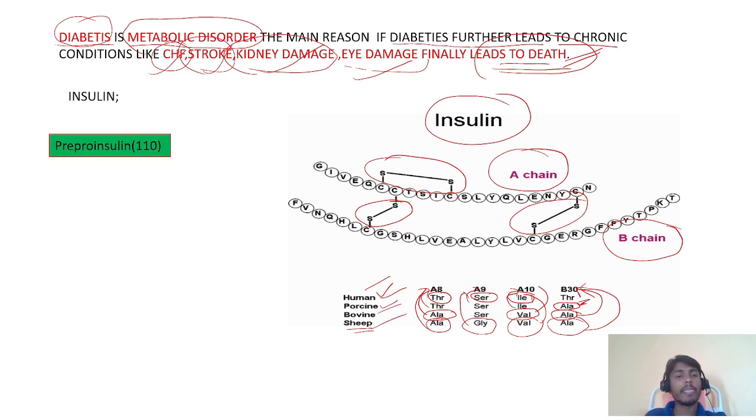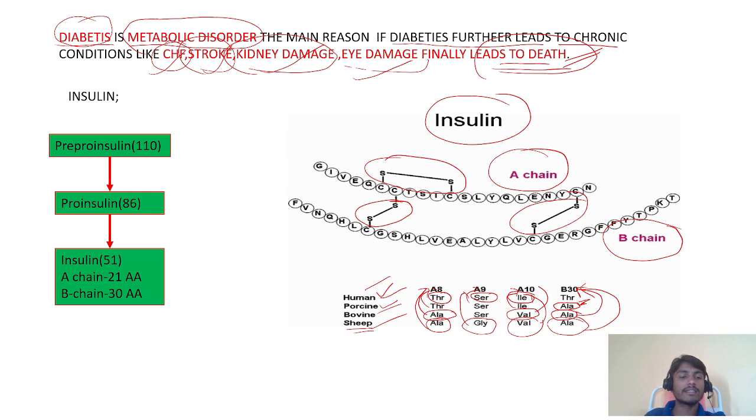Insulin is initially synthesized as pre-proinsulin, which contains 110 amino acids. Next, that is converted into proinsulin, which contains 86 amino acids. Finally, insulin is produced. The A chain contains 21 amino acids, and the B chain contains 30 amino acids.